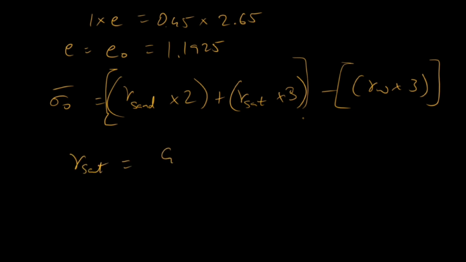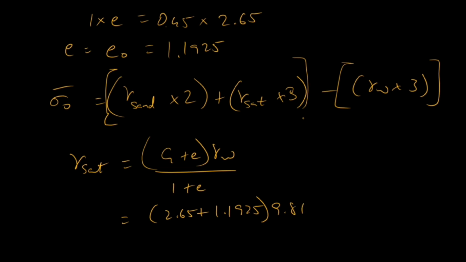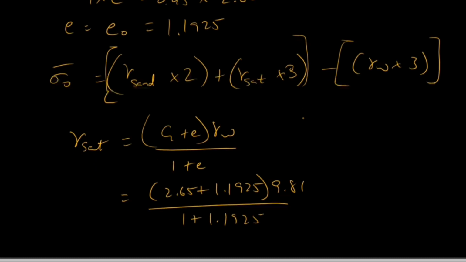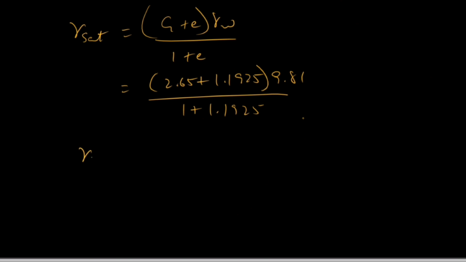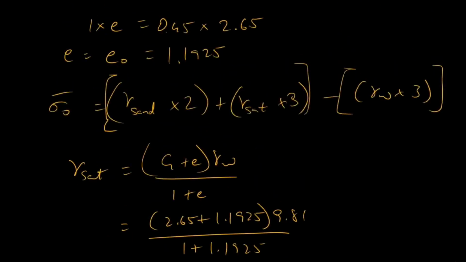So we need to find out the value of gamma saturated. Gamma sat will be equal to (G plus e) gamma W divided by 1 plus e. G is nothing but 2.65, plus e, 1.1925, times gamma W, 9.81, divided by 1 plus 1.1925, where we will get gamma sat equal to 17.1926, that is 17.193.